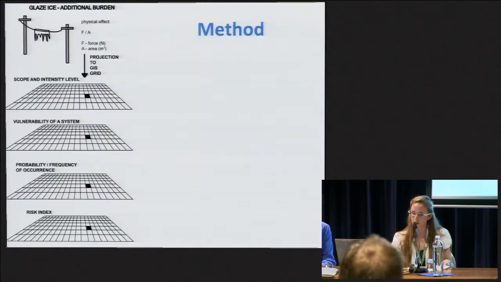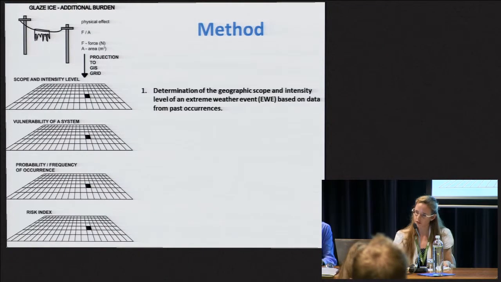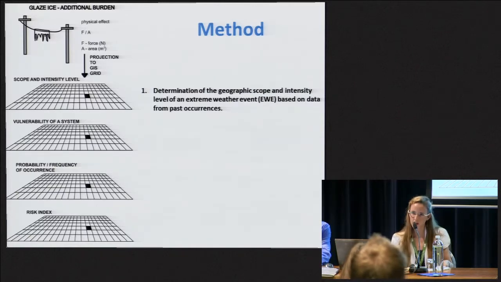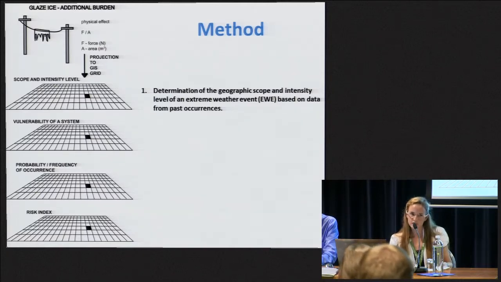The method that we developed consists of 4 steps. The first is determination of geographic scope and intensity level of an extreme weather event, and it is based on data about past occurrences of the events. The intensity of each event is presented on a GIS-based map and evaluated on a scale from 1 to 4, where 1 represents the lowest and 4 the highest physical burden.